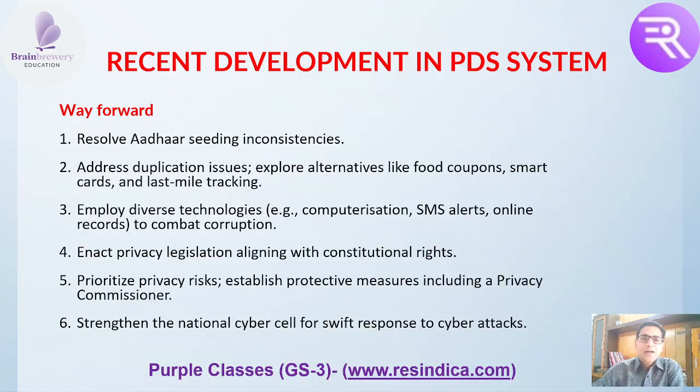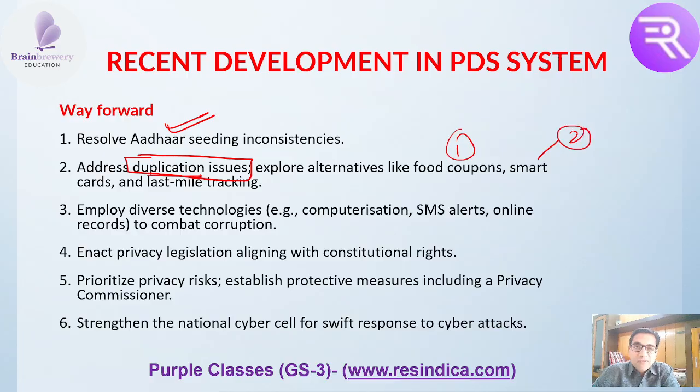And what is the way that we should go? First of all, we have to resolve Aadhaar card inconsistencies. Then duplication error has to be removed, so that because of the duplication the data doesn't get cancelled. That is why you can provide them with food coupons, you can provide them with smart cards.